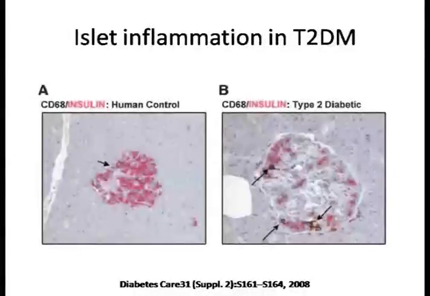Now this is the beta cells. These are normal beta cells. And if you see, this is the beta cells in the diabetic patient, which has been infiltrated by macrophages. And this is the CD68 positivity, which means that the beta cells in diabetes are infiltrated. That means there is islet inflammation.